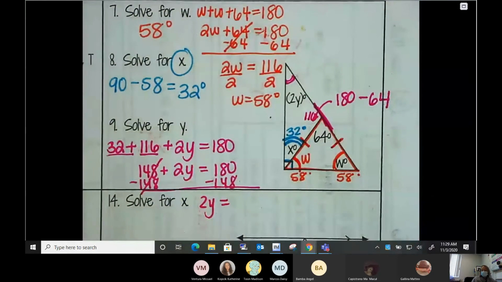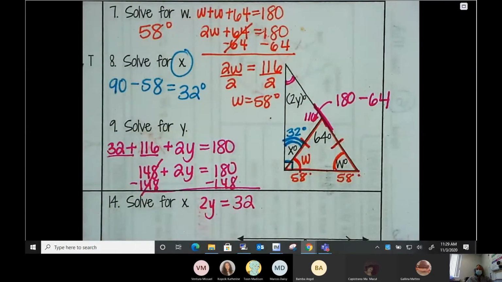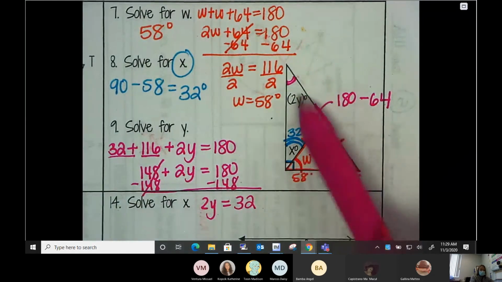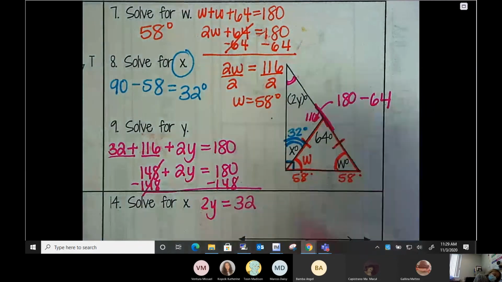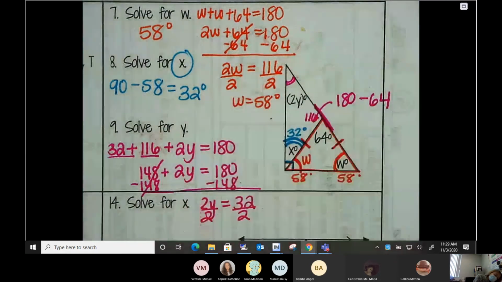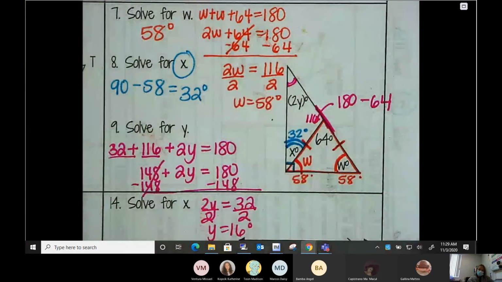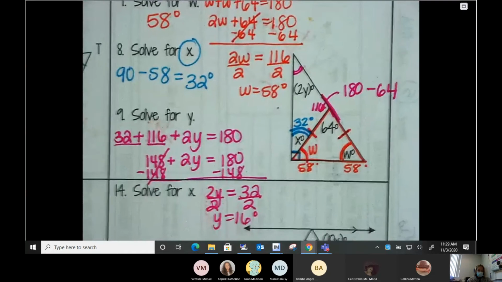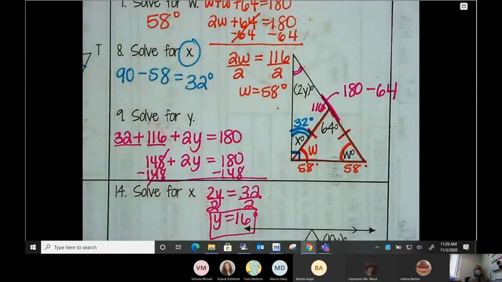Nope. 2y equals 32. Oh my gosh, look at that. 2y equals 32. These two were the same anyway. It was an isosceles triangle. Woo! Okay, and then what's the last step? Divide by 2 on both sides. What do you get? Over half. Y equals 16. Woo, that was a lot of work.